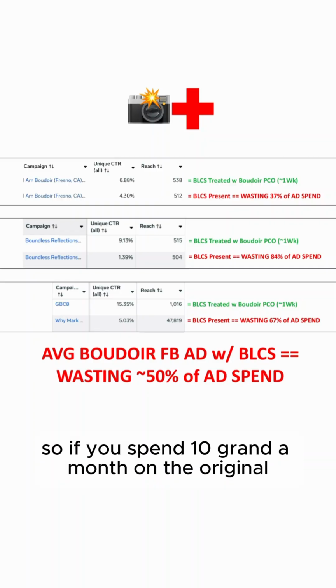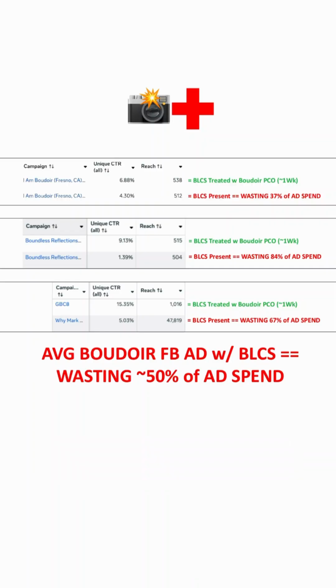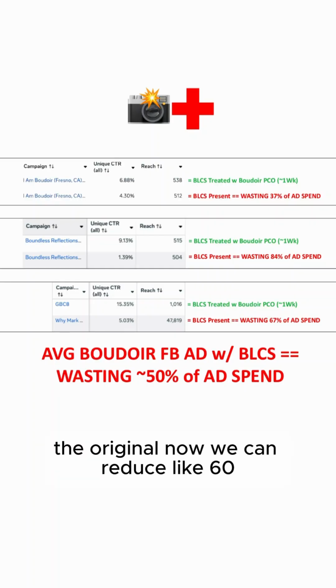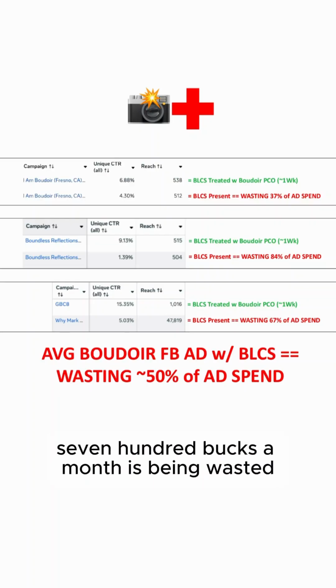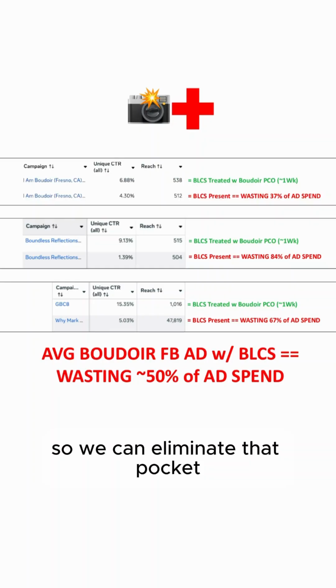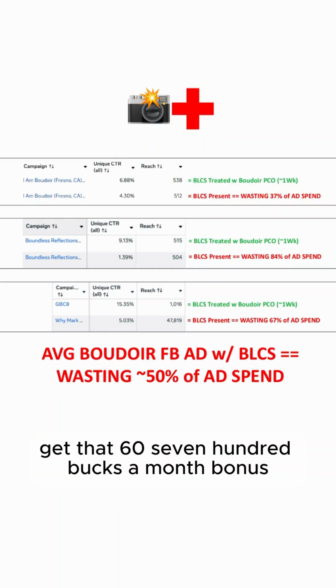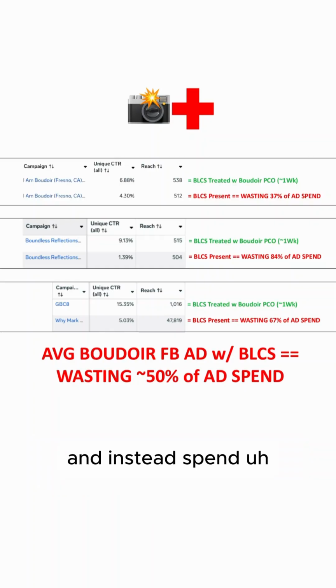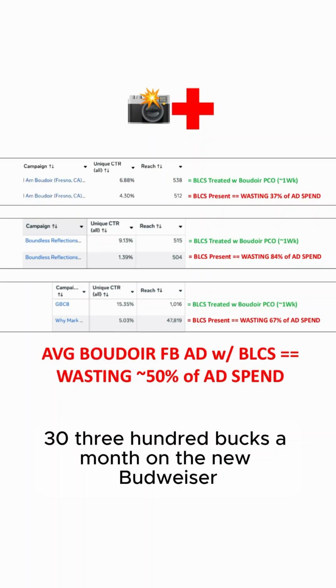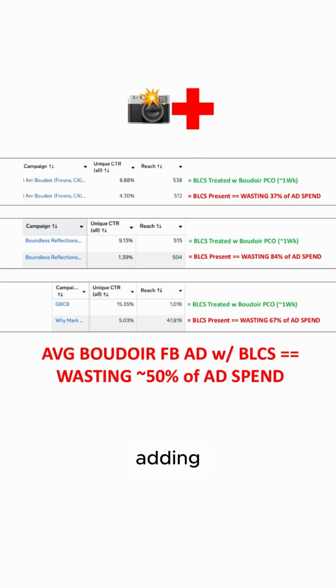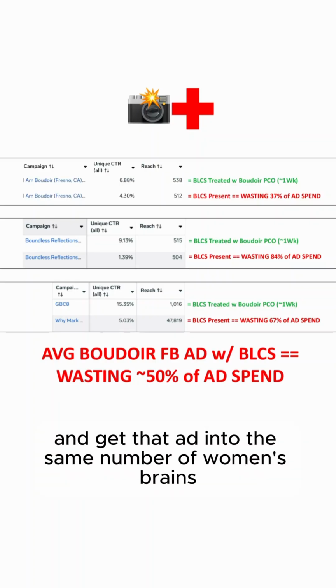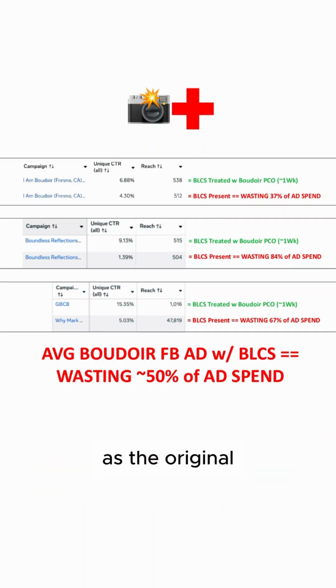So if you spend 10 grand a month on the original Boudoir Facebook ad, basically $6,700 a month is being wasted. So we can eliminate that, pocket that, simply not spend it, get a $6,700 a month bonus, and instead spend $3,300 a month on the new Boudoir PCO treated Facebook ad, and get that ad into the same number of women's brains as the original.